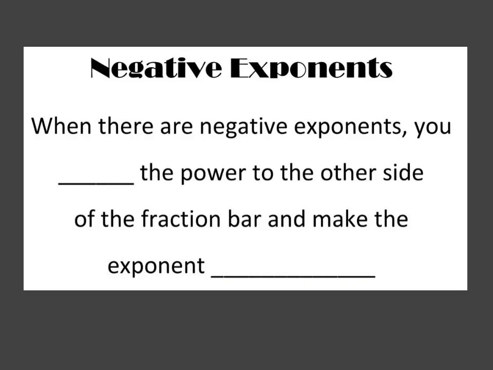So, negative exponents have their own special rule. We don't really like negative exponents. Now, what I mean by a negative exponent is if you have, say, x to the negative 4. Your base can be whatever you want, but if you have this negative exponent, there's a rule that we have to follow. Now, what this rule says is that when there are negative exponents, you move the power to the other side of the fraction bar and make the exponent positive.